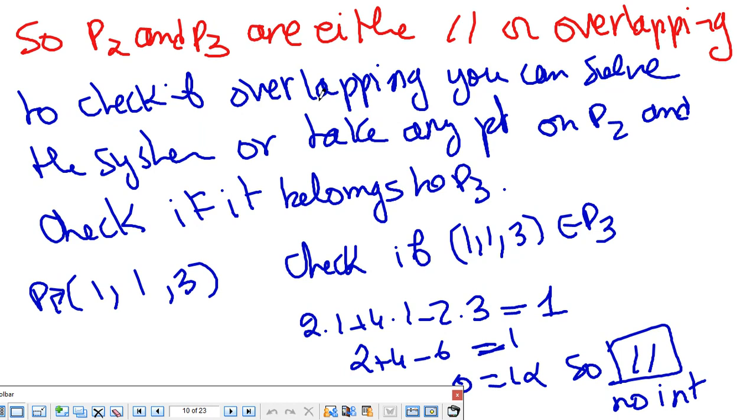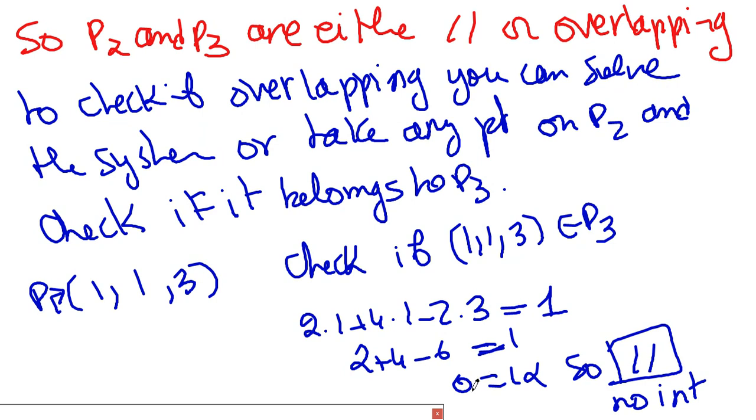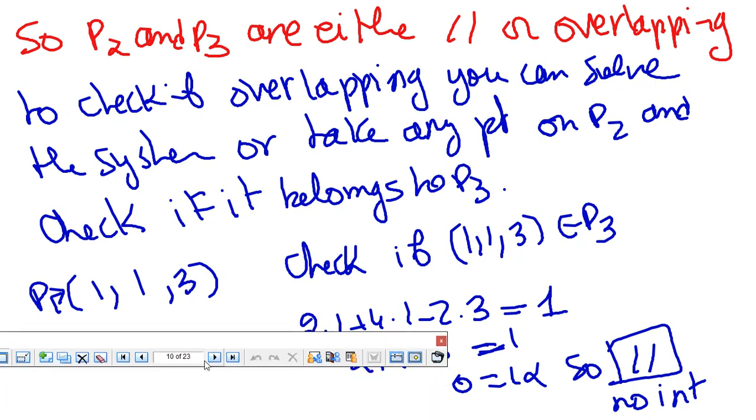To check if they are overlapping, you can solve the system or take any point on P2 and check if it belongs to P3. I took this point and I'm checking it. We replace it in P3 and I reach a wrong answer: 0 equals 1. What does it mean? The planes are not overlapping, they are parallel.